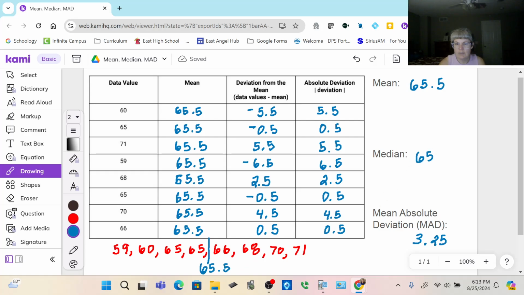So in this case, my median is the same as my mean. These are both measures of center, and in this data set, these would be good numbers to use to describe the typical value in our data set.